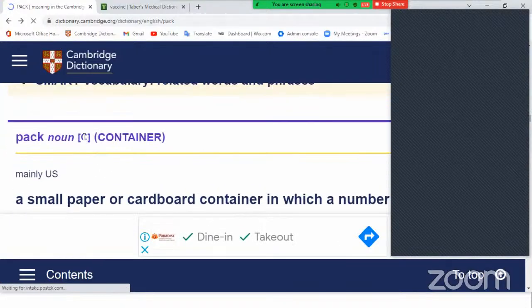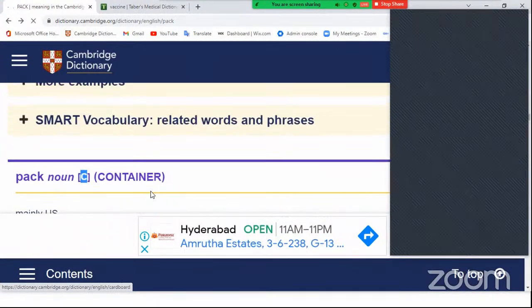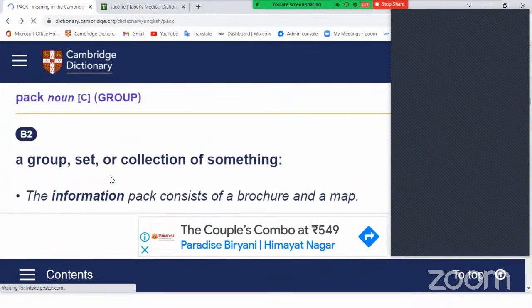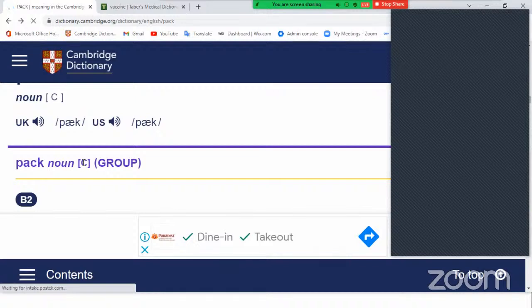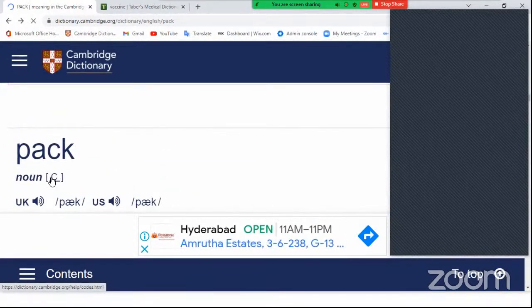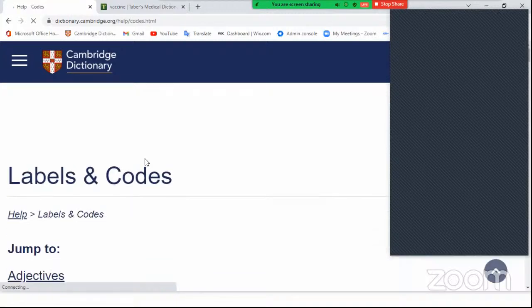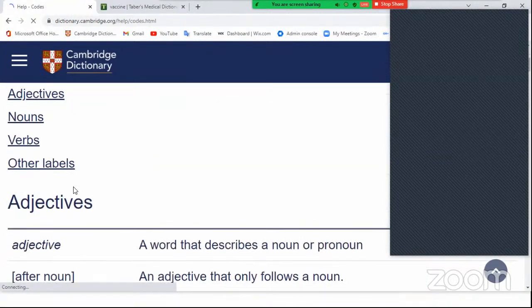Pack is countable. See here. Pack is a noun. Pack, noun, is countable. See here, countable. What do you mean by countable? Okay.